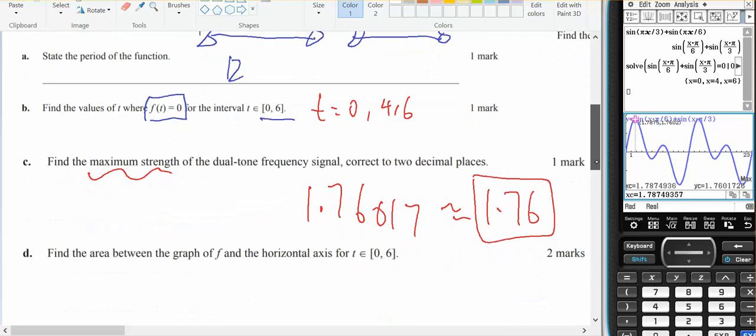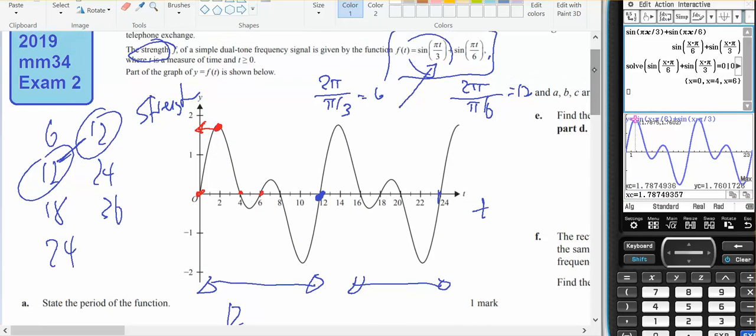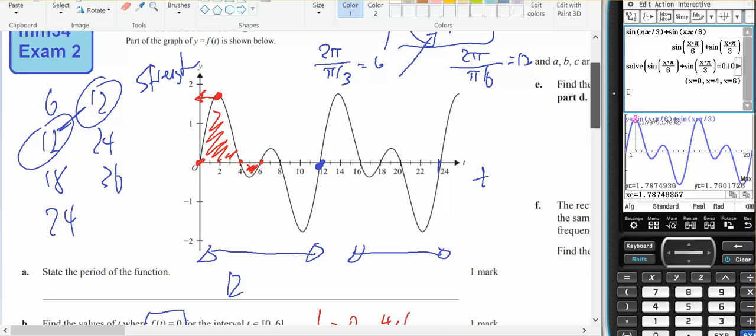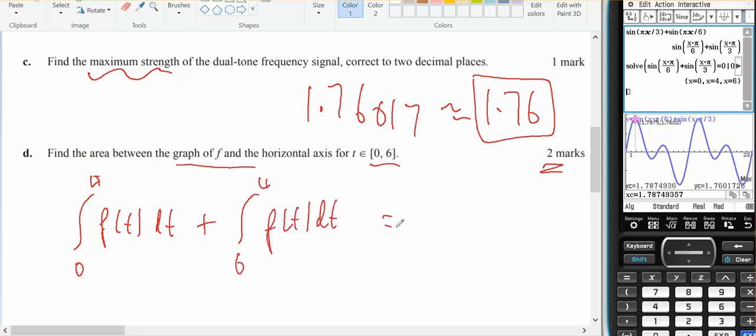Now, be careful, it's asking for the maximum, not the x value that it occurs at, which is a different value. And lastly, find the area of the graph between 0 to 6. Between 0 to 6, I'm wanting that plus that. So I need 2 definite integrals. So it's 2 marks. So I'm going to write the integral from 0 to 4 of f of t dt, plus, instead of 4 to 6, 6 to 4 of f of t dt. So that will give me my 1 method mark.